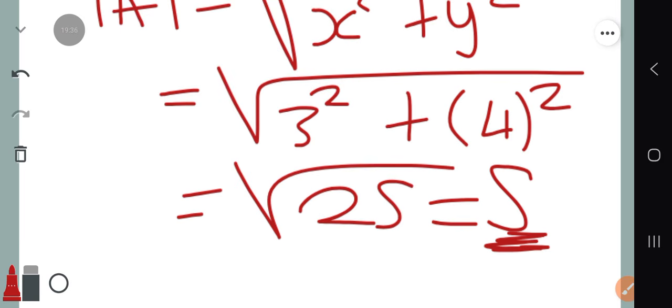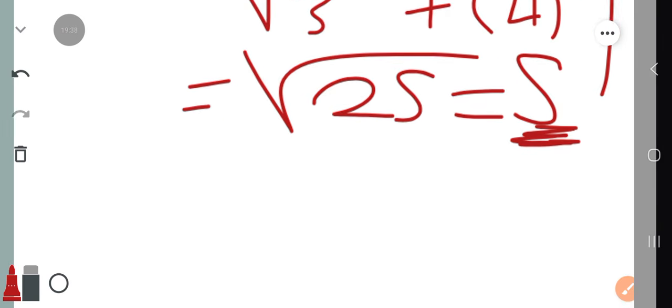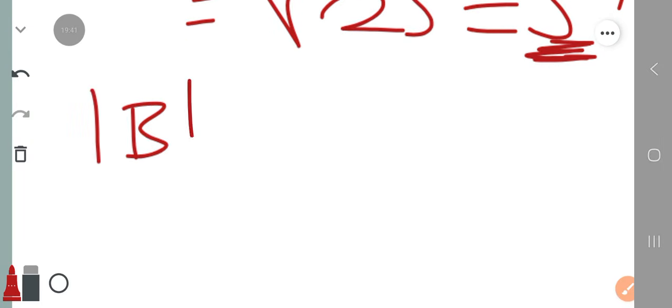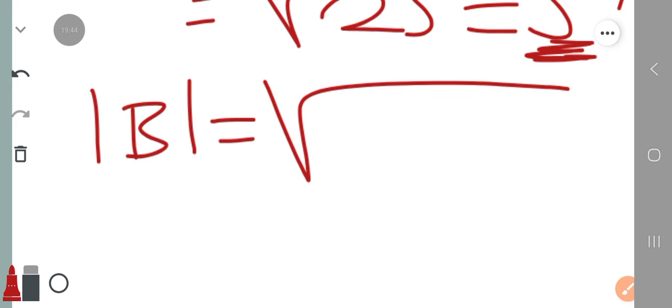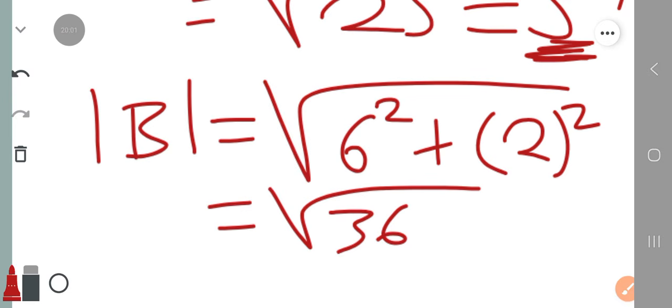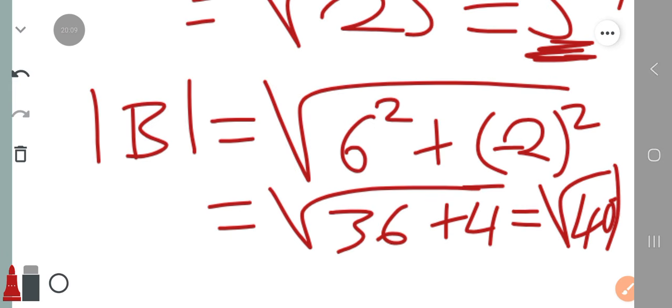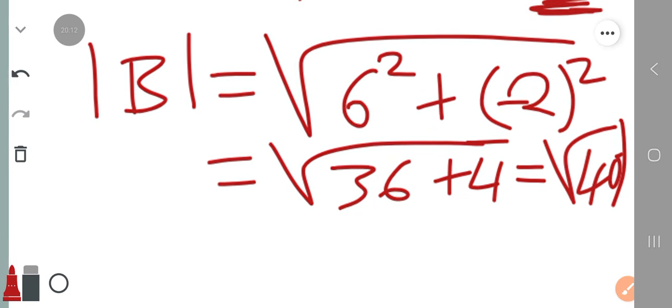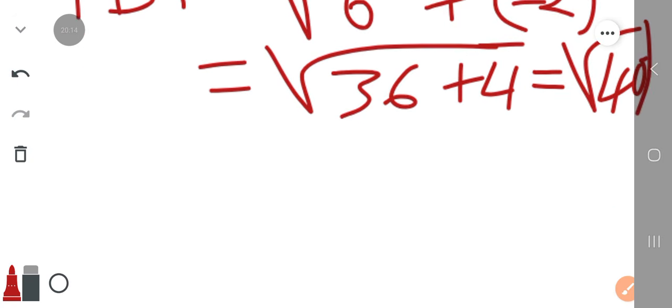Let's find the magnitude of B. So the magnitude of B equals the square root of x square plus y square. B was 6i plus minus 2j, so 6 square is 36, plus 2 square, which is 4. That means the square root of 40.